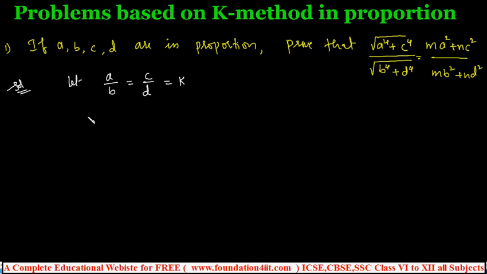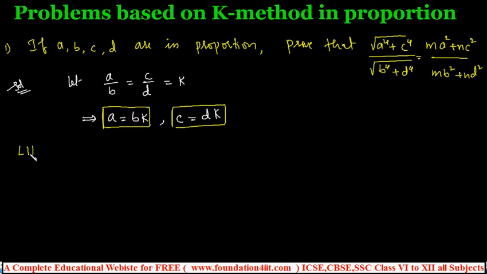If you observe here, a by b is equal to k and c by d is equal to k, right? If a by b is equal to k, means a is equal to bk, you can write, and c by d is equal to k. So from this c is equal to dk. So a in terms of b, and c in terms of d, along with the k, right? a is equal to bk and c is equal to d into k. This we will substitute in the LHS and RHS separately.